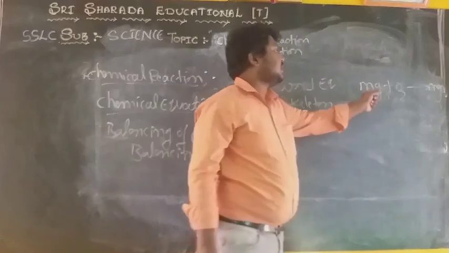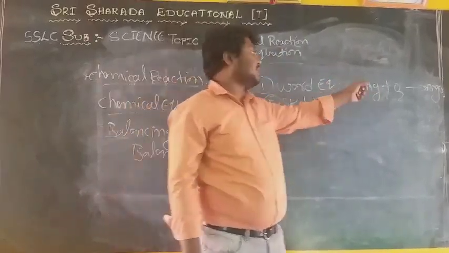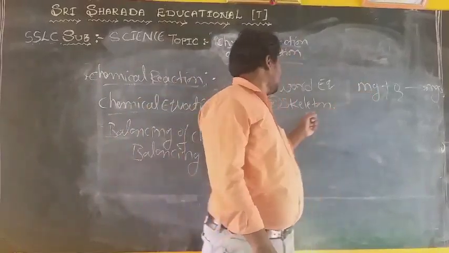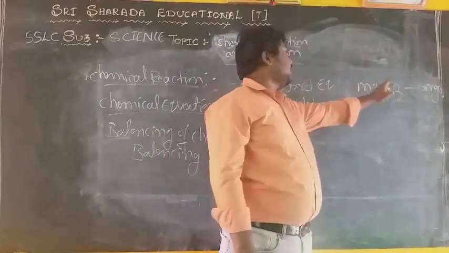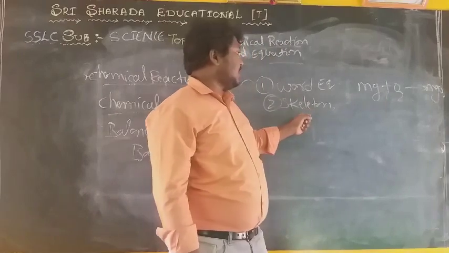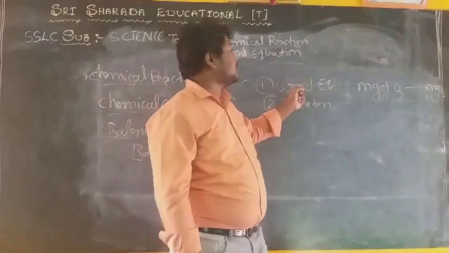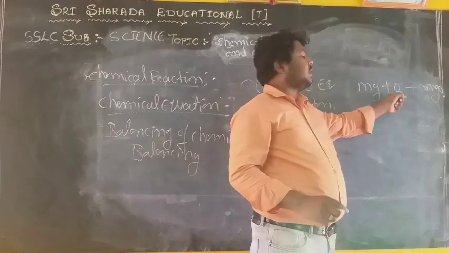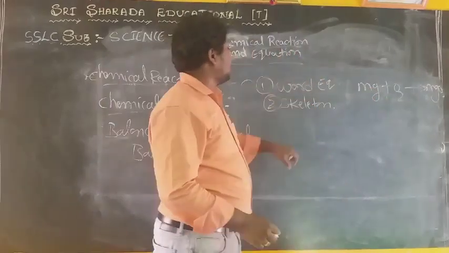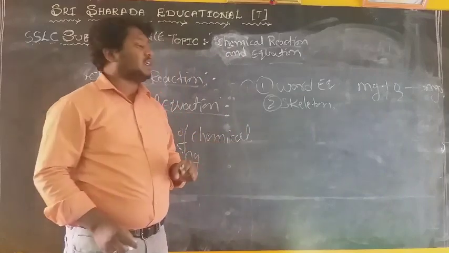Here magnesium can be represented by its symbol in a skeletal equation, and oxygen can be represented by O2 in the skeletal equation. But in the word equation, we represent them by the full names, magnesium and oxygen. Okay, so there is another one, a balanced equation.